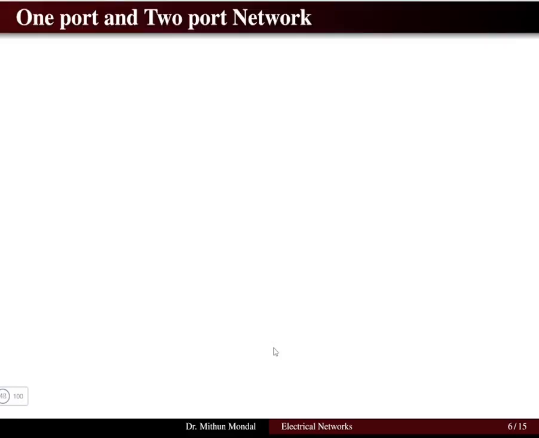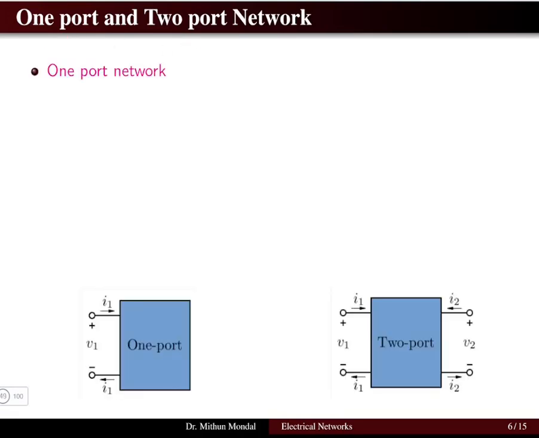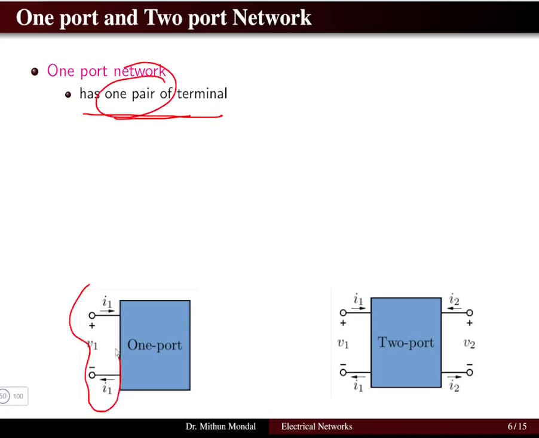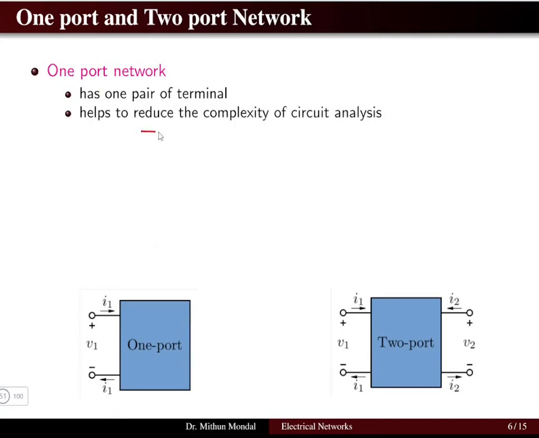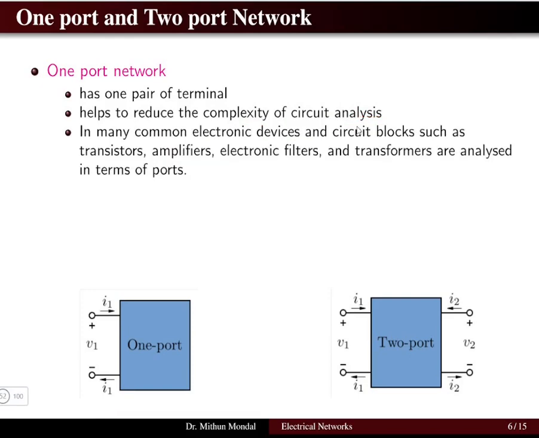Apart from this, we often come across two different types of networks known as the one port network and the two port network. So let us see what they are. First we'll see the one port network. A one port network has basically one pair of terminals. If we have one pair of terminals, then it is known as a one port network. It reduces the complexity of the circuit analysis. So in the one port network, the circuit will be less complex.